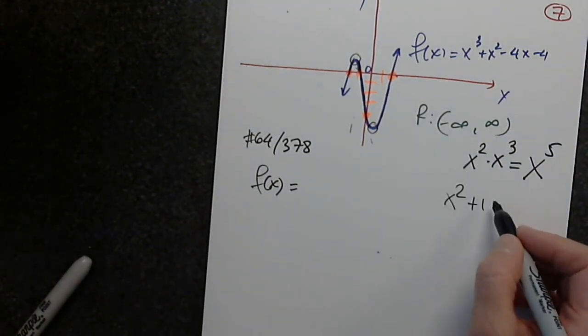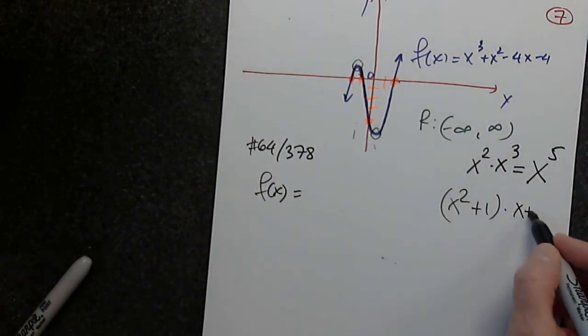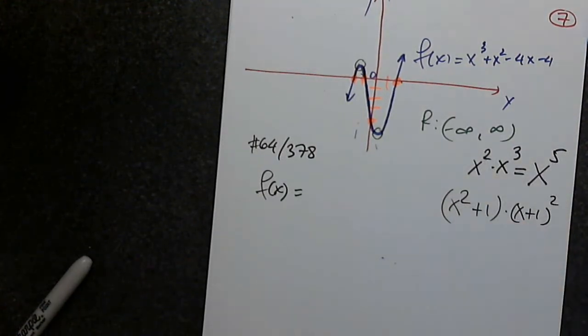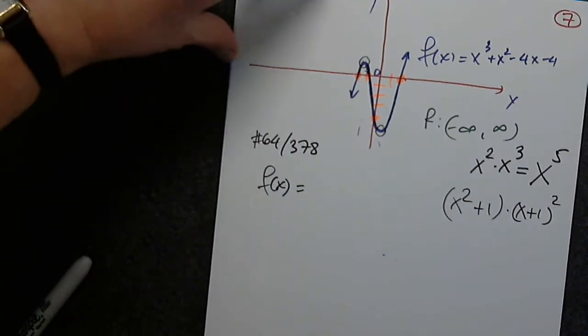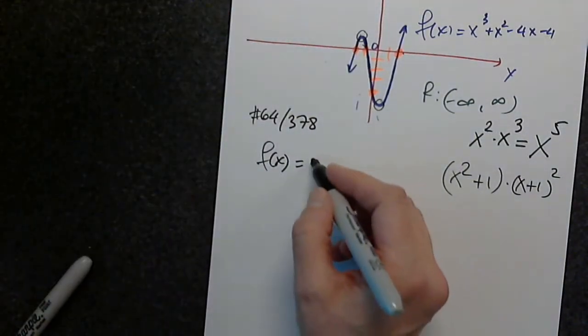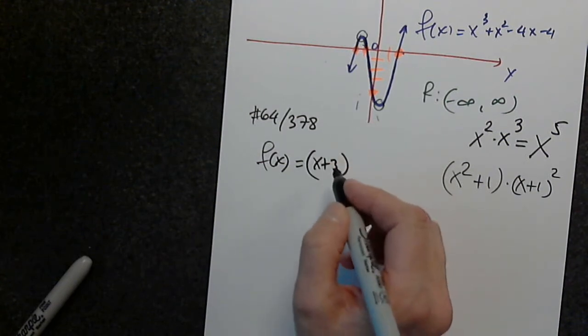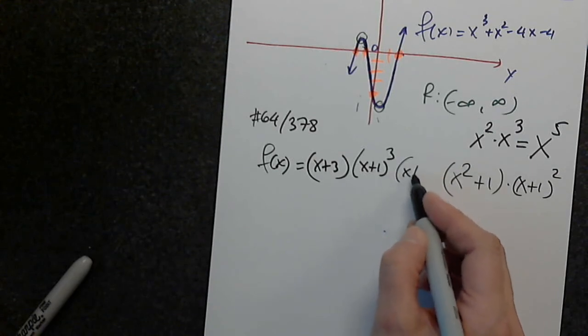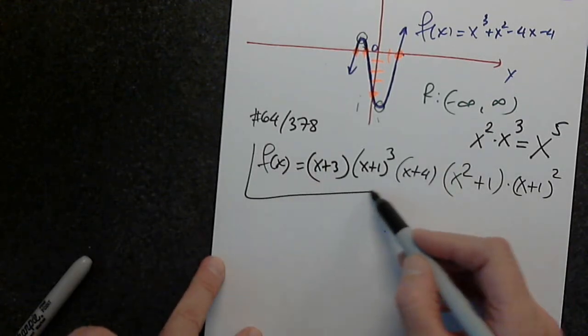So x squared plus 1 times x plus 1 squared. This is degree 2. This is degree 2. 2 plus 2 will be 4. Is that okay, everyone? Okay, perfect. So let's copy x plus 3, x plus 1 cubed, and x plus 4. So this is our function.